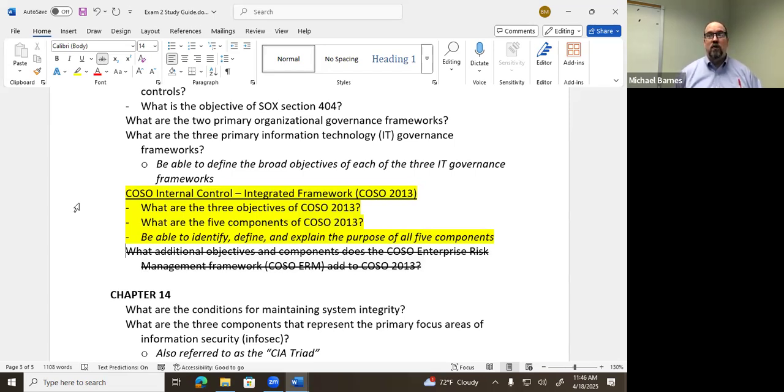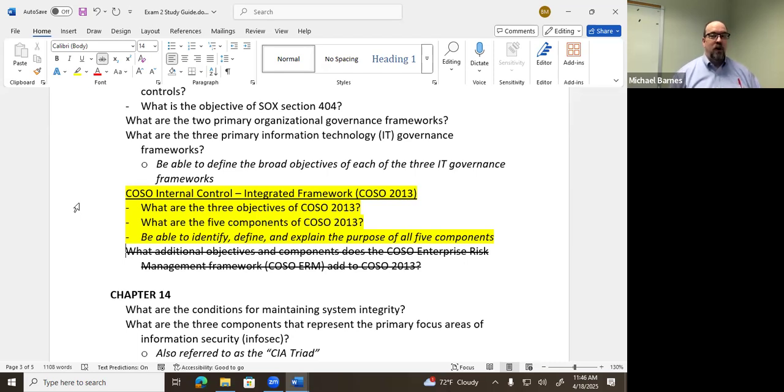So remember, the three objectives relate to the reliability of financial reporting, the accomplishment of operations, and compliance. I'm trying to remember what the other terminology is: meeting compliance requirements of the industry that they're operating in. But broadly speaking, it's reporting, operations, and compliance.